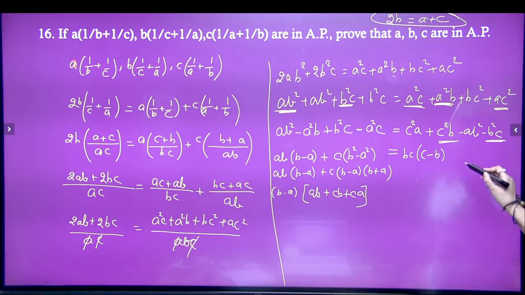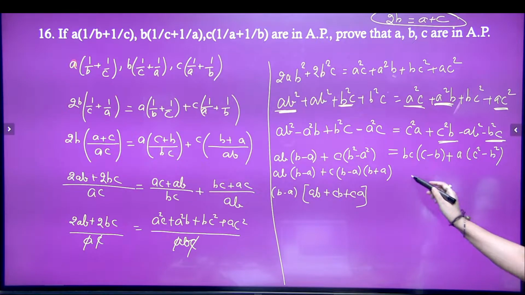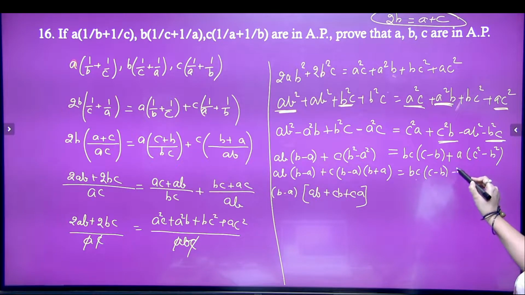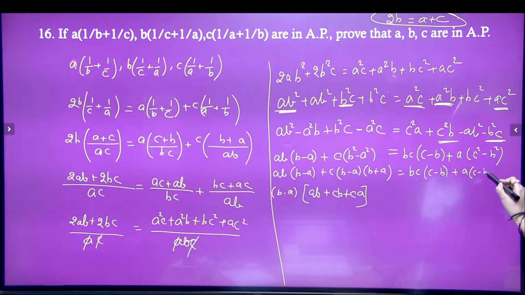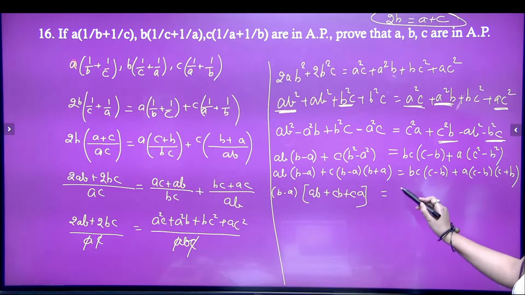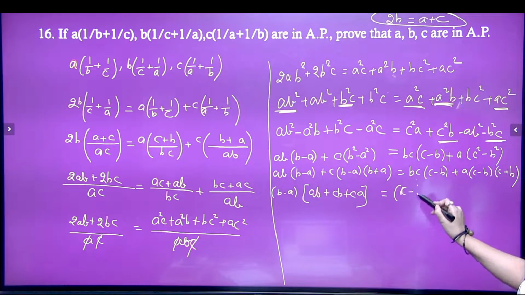And from the remaining terms, if I'll take A, then it is C square minus B square. That's it. Now the pattern is same. Now what we can do, we can write BC into C minus B plus A into C minus B, C plus B. In the next step, we are going to take common C minus B, C minus B.